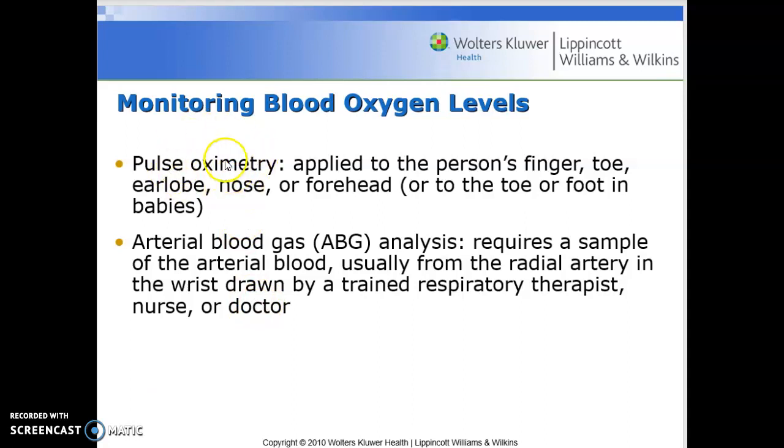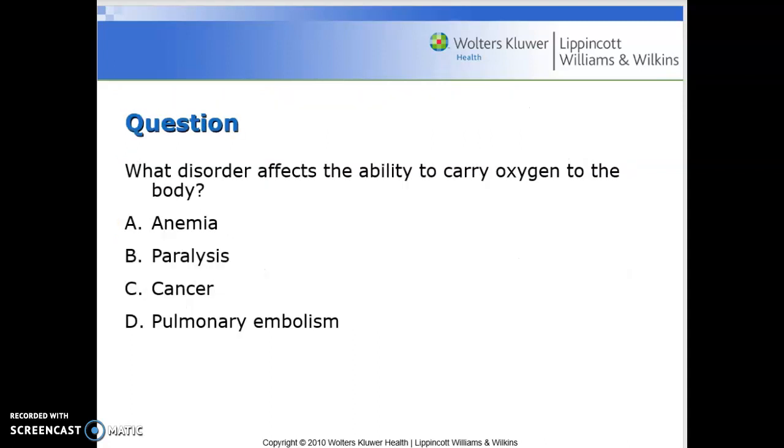So pulse oximetry is the least invasive. We're not breaking the skin. We're not actually going into the body. There's a probe placed on the skin that tells us our blood oxygen levels. But the most accurate is ABGs, the arterial blood gases, and that's that blood being collected directly from that artery and telling us what those blood levels are.